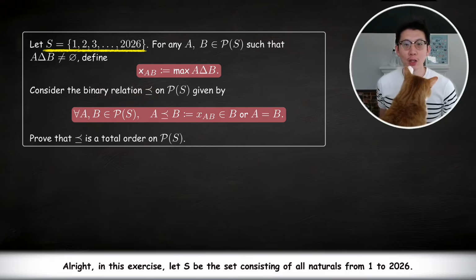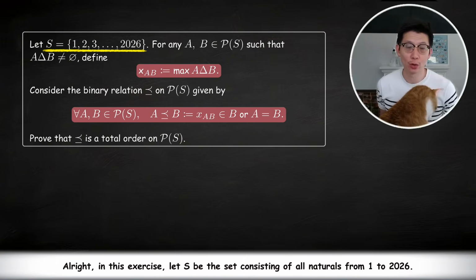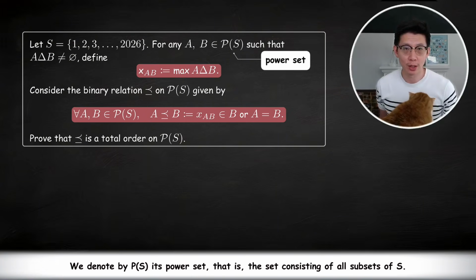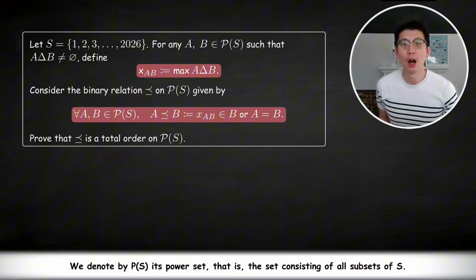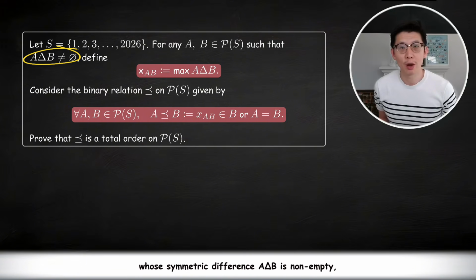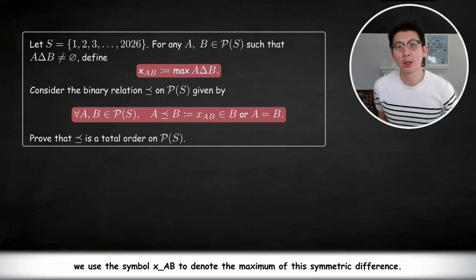In this exercise, let S be the set consisting of all naturals from 1 to 2026. We denote by PS the power set, that is, the set consisting of all subsets of S. Now, given any two arbitrary subsets A and B of S, whose symmetric difference A delta B is non-empty, we use the symbol XAB to denote the maximum of this symmetric difference.